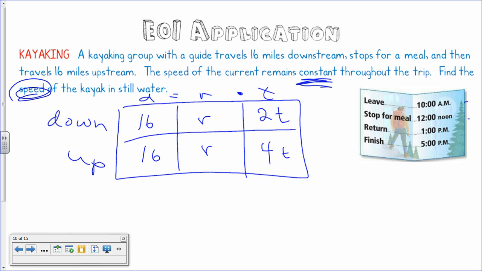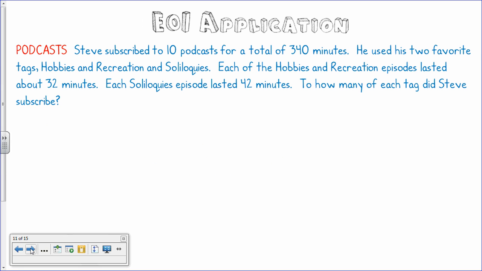I'm probably going to put this on the test. Okay, that's all I'm going to show you then. You're responsible. I'll set it up for you. Steve subscribed to 10 podcasts for a total of 340 minutes. He used his 2 favorite tags, hobbies and recreation, and soliloquies. Each of the hobbies and recreation episodes lasts about 32 minutes. Each soliloquy episode lasts 42 minutes. So how many of each tag is each subscriber?